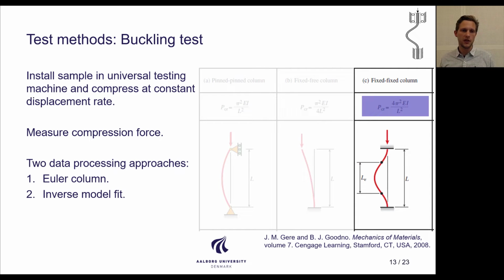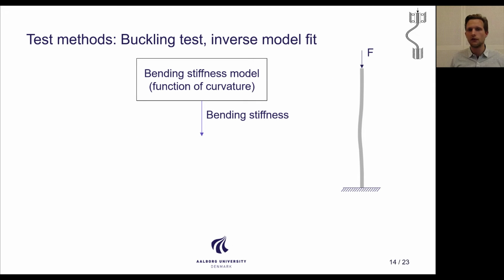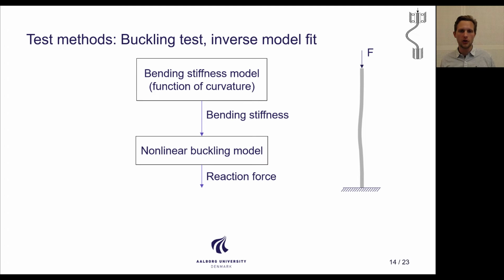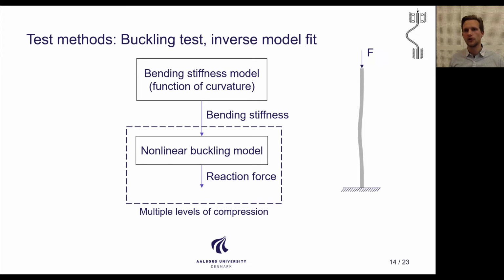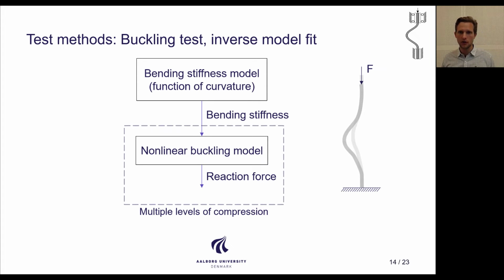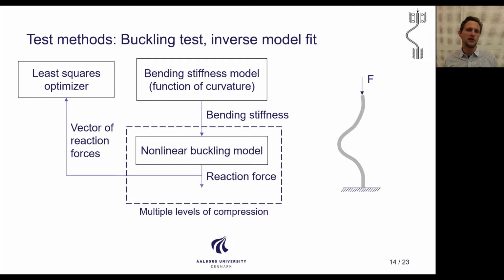The second approach is a little bit more involved, and that's an inverse model fit, and that's something we have developed for this test, which I will describe in the following. So this is a flowchart of how it works, this inverse model fit. And the first step is a bending stiffness model, which can output the bending stiffness as function of the curvature. Now we can feed this into our nonlinear buckling model, which can then predict the reaction force. And if we evaluate this model at multiple levels of compression, we can get a vector of reaction forces, which we can feed into our least squares optimizer.